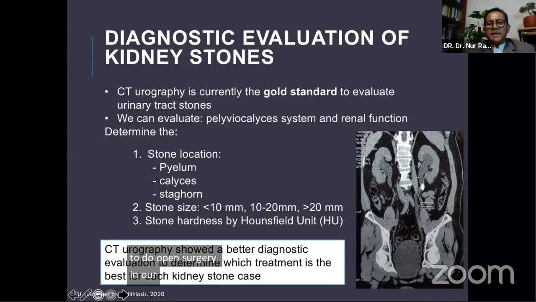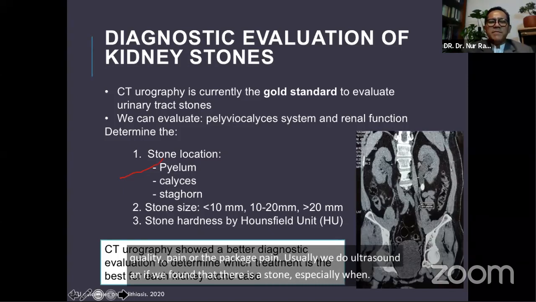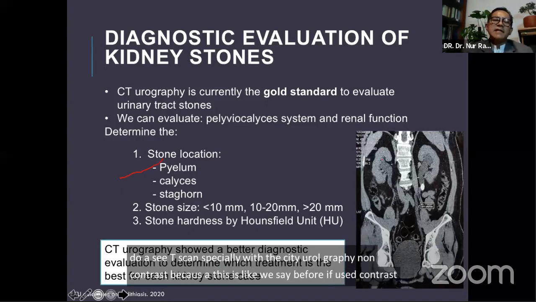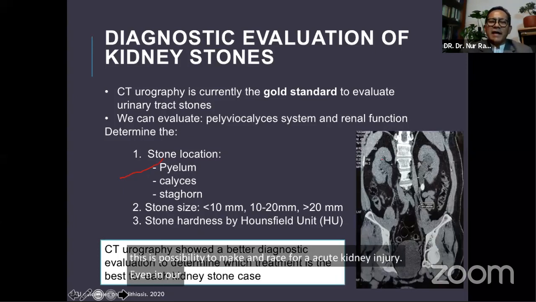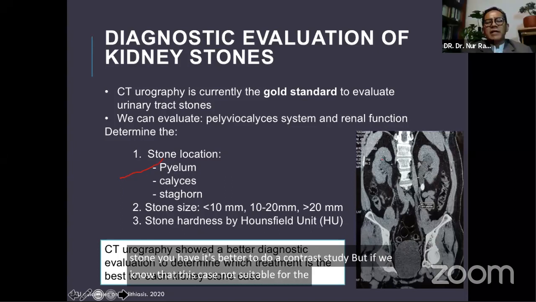In our hospital, when a patient comes with colicky pain or backache, usually we do an ultrasound. If we find a stone, especially more than 20 millimeters, we go straight to a CT scan, especially CT urography non-contrast. Like we said before, if we use contrast, there is a possibility of risk for acute kidney injury. Even in our guideline, if you want to treat the stone, it's better to do a contrast study. But if we know the case is not suitable for ESWL, usually we go straight to minimally invasive treatment. The minimally invasive treatment depends on the location and the size of the stone.